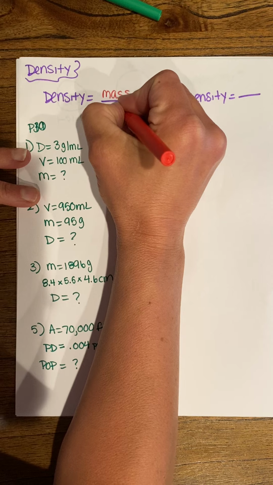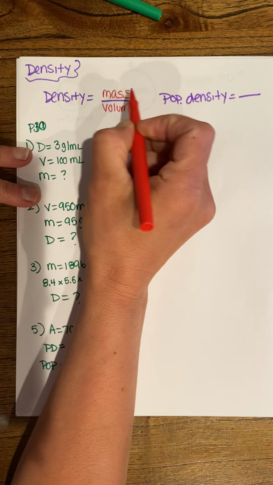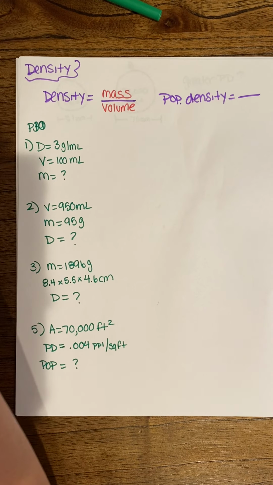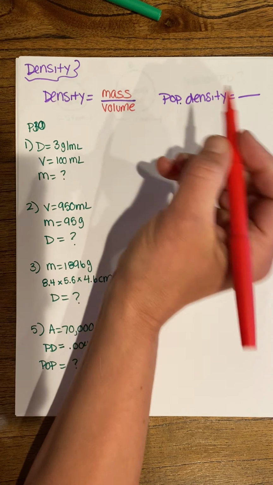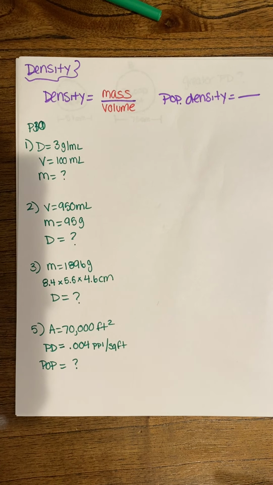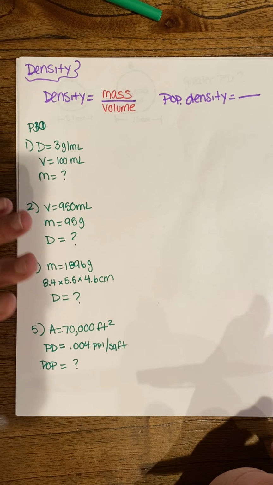So mass is kind of like a measurement of weight. So that's going to be like grams, pounds. Here, typically we measure mass in grams. And then volume is going to be whatever your cubic units are. They could be centimeters cubed, they could be feet cubed, whatever it may be, okay?